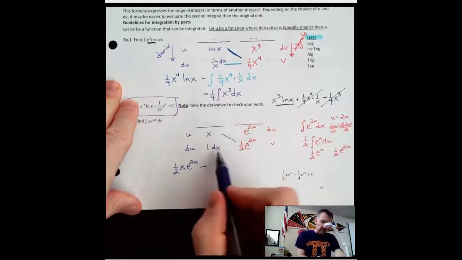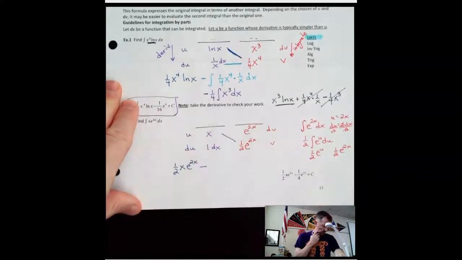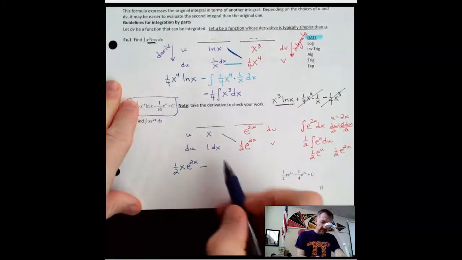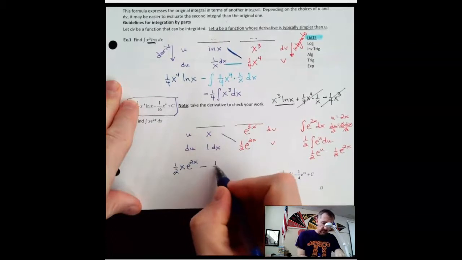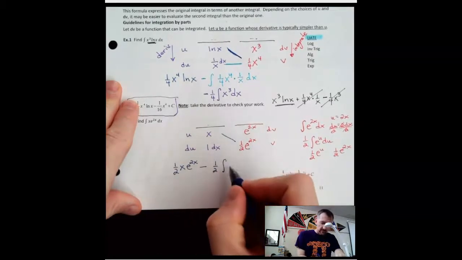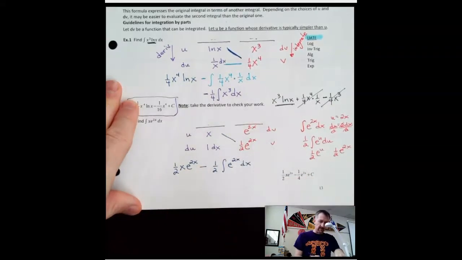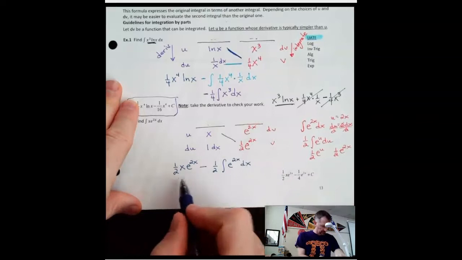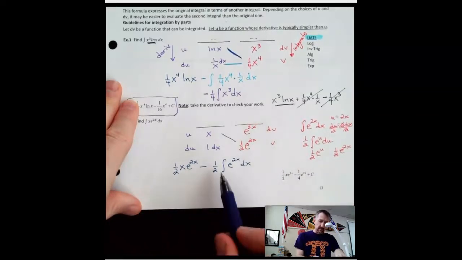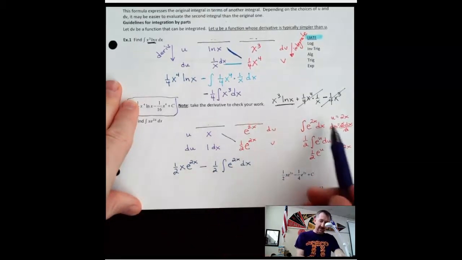Minus, and then we're going to go this way. So that's kind of nice because there's nothing there. So that's going to be 1/2 the integral of e to the 2x. We have the dx from there. Okay, so this part we have here, and now we want to integrate that.